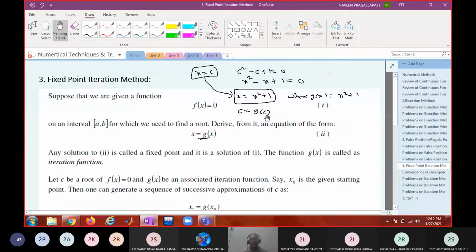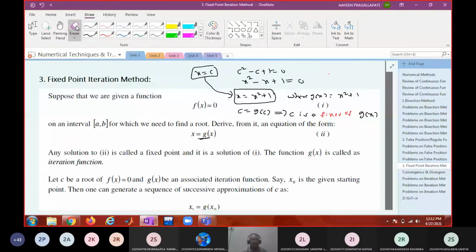C equal to g of c means, what is the point c called? Fixed point. For the function, fixed point of which function? For this function, g of x. The function is g of x, and g of c is a functional value. Got it?